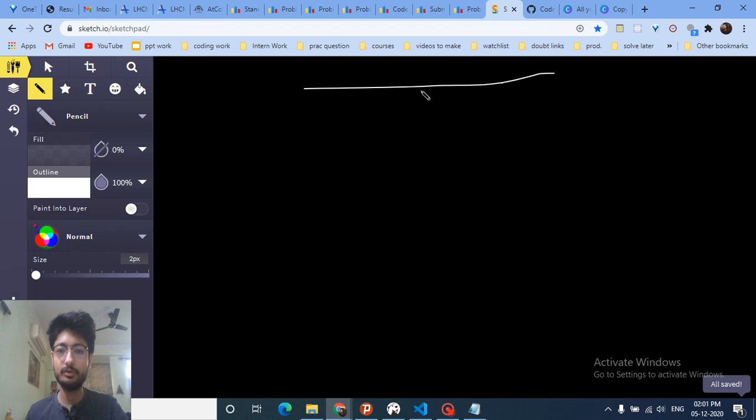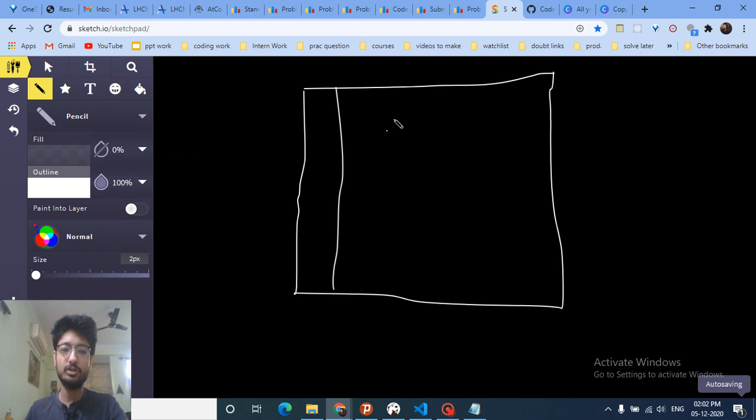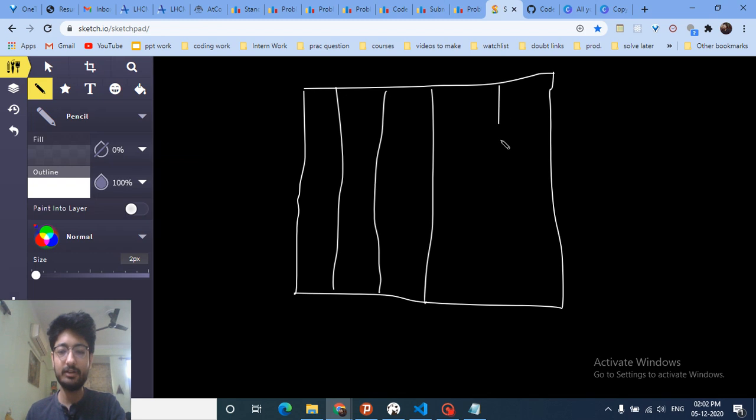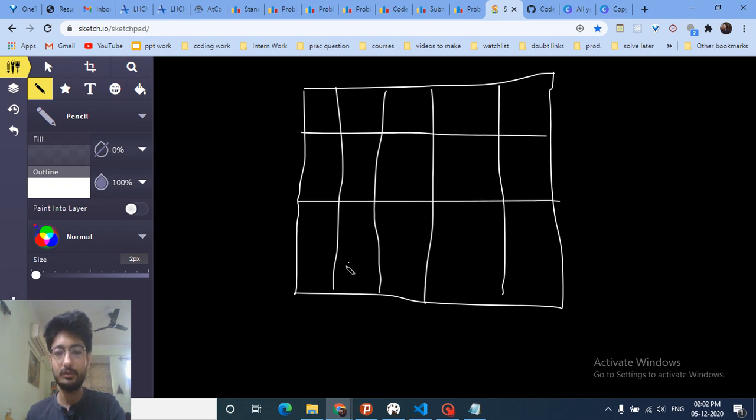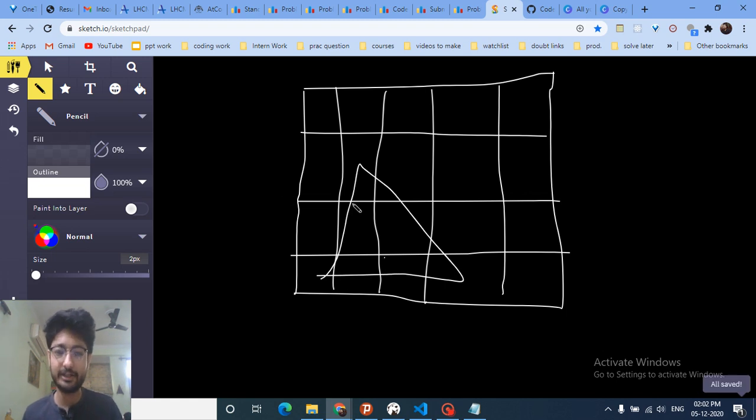if this is a board and there are different numbers in this board, whatever triangle you form, one of the sides of the triangle should be parallel to any of this board's sides. So it can be like this also, or it can be like this, any other triangle, but one side of this triangle should be parallel to one side of this board.